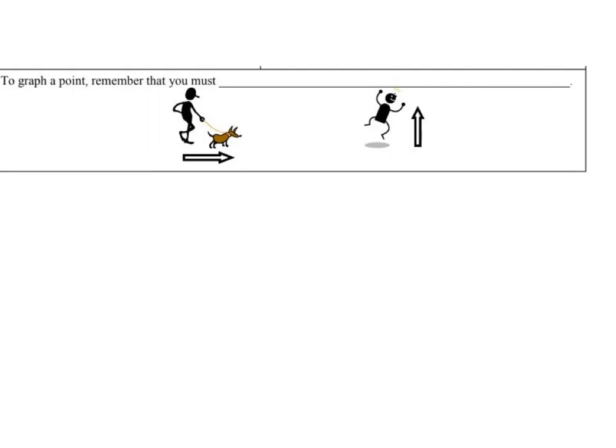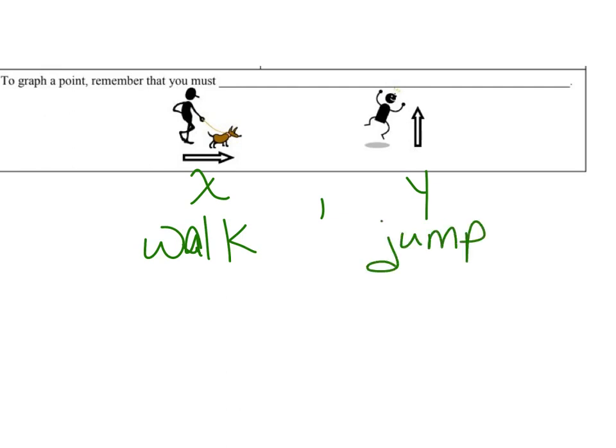Okay, so just before we start plotting points, I want you to make sure that you understand how to plot points. Remember, you always look for the X and then look for the Y. So the X will always be walking, so walk before you jump. And that's what we usually say. To graph a point, remember, you must walk before you jump.